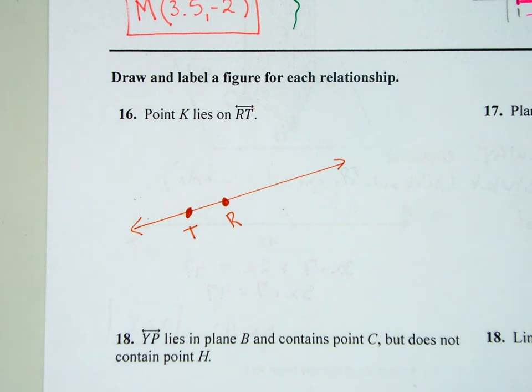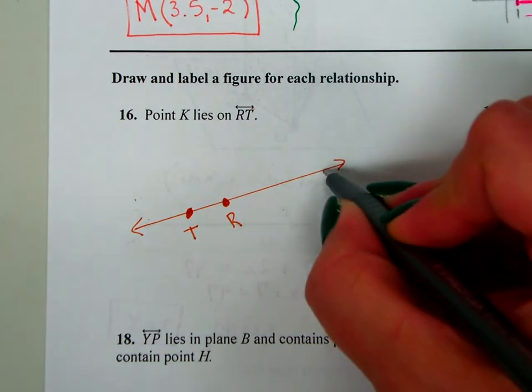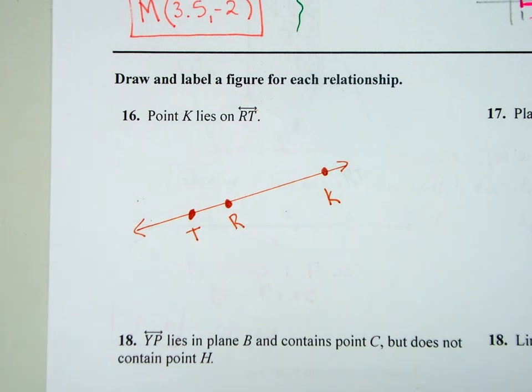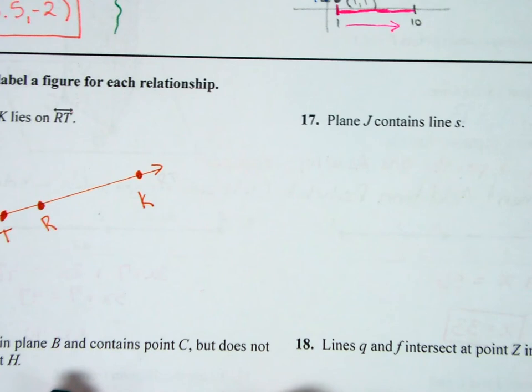And then what else do I need to add to the line? Point K has to be somewhere on the line. Does it matter where I put it? No, I could put it way up here if I want. I could have squeezed it in between T and R if I wanted to. I could put it to the left of T, to the right of R. It doesn't matter where I put it as long as it's somewhere on that line. So all of our pictures could look different, right? And that's okay.